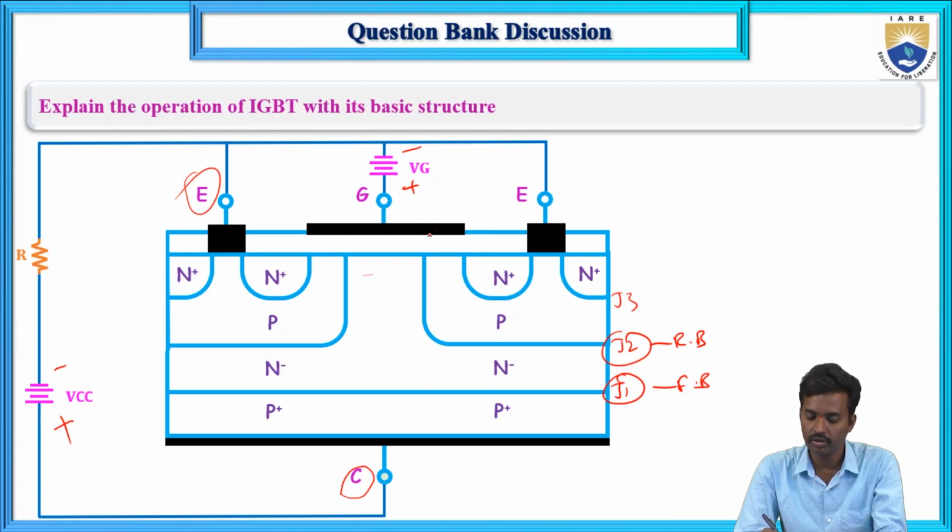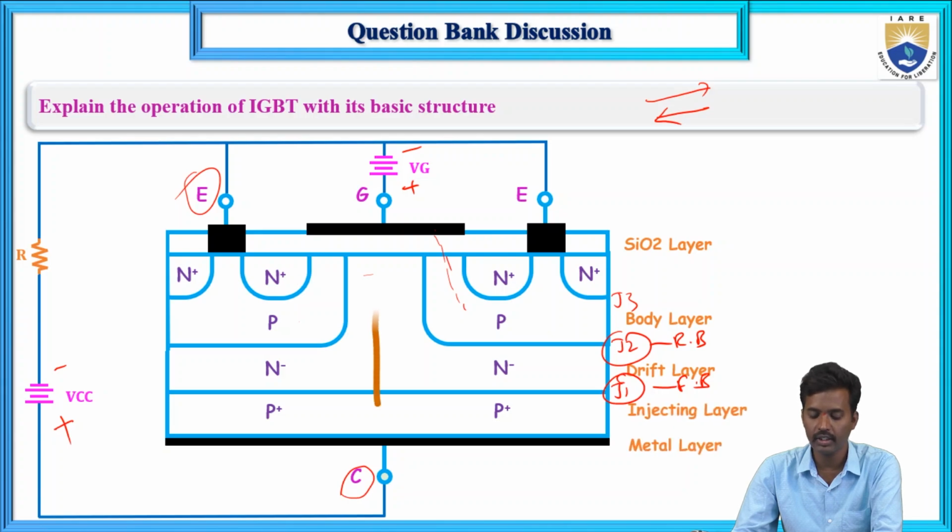So here one channel will be induced. Electrons flow from the N plus layer to the P plus layer, N minus layer and P plus. Electron current and current direction are always in opposite directions. So these are the layers, and current is flowing from the collector, P plus layer, N minus layer, P, N and this emitter. Electrons flow from this N plus, P, N minus and P. So these are the electron directions and this is the current direction.